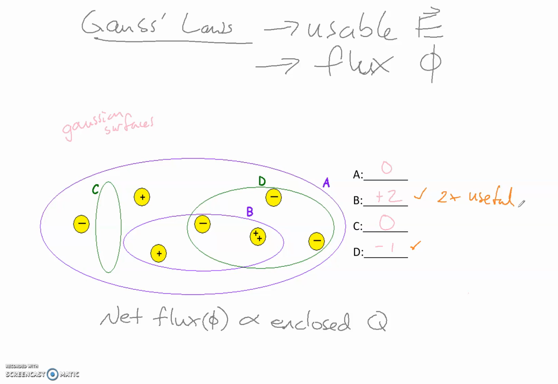So that's the basic idea behind the first law for me: the net charge inside dictates the net flux. B would have twice the flux that D does. A and C have no net flux. They're totally useless. Okay, so that's one part of Gauss's laws that he worked with. Okay, so now let's look at another aspect of it.